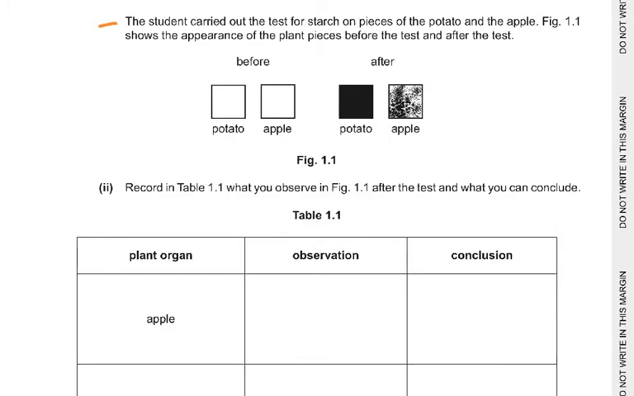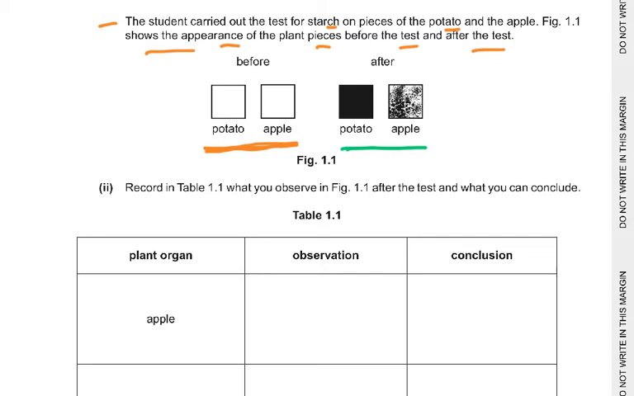Then it says the student carried out the test for starch on a piece of the potato and the apple. Figure 1.1 shows the appearance of the plant species before the test and after the test. So this is what they look like before the test, and then this is what they look like after the test. So you can see the potato is all black.